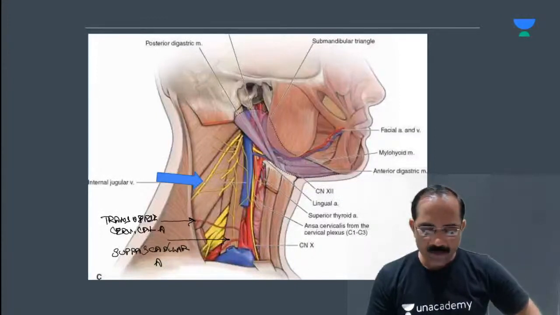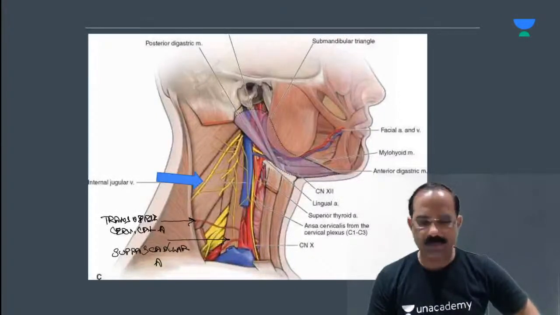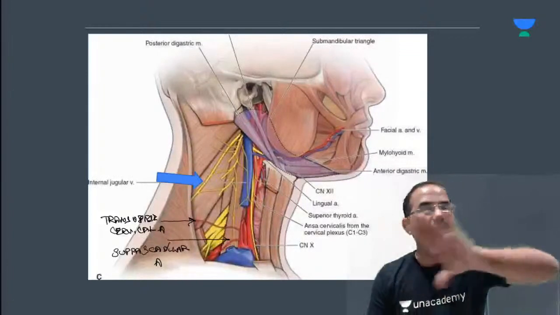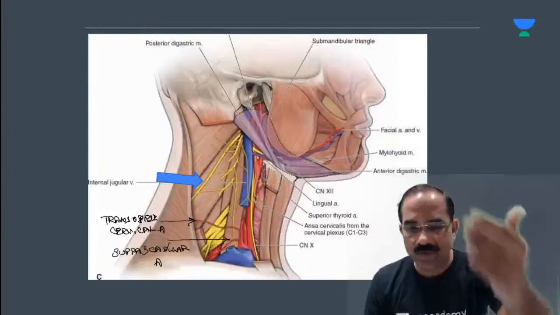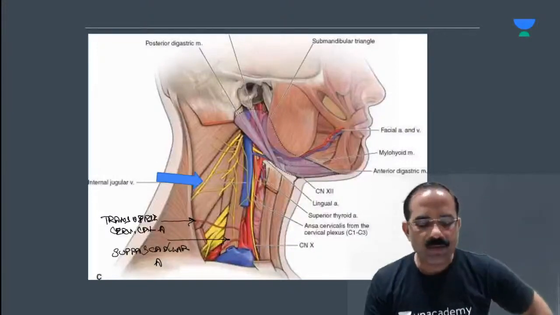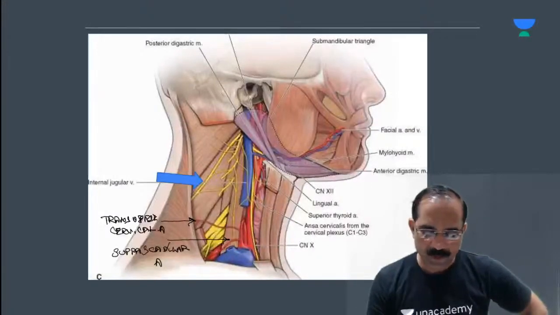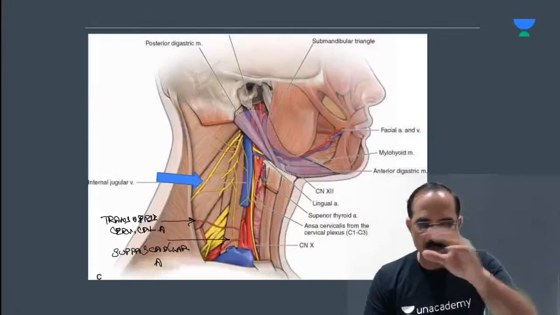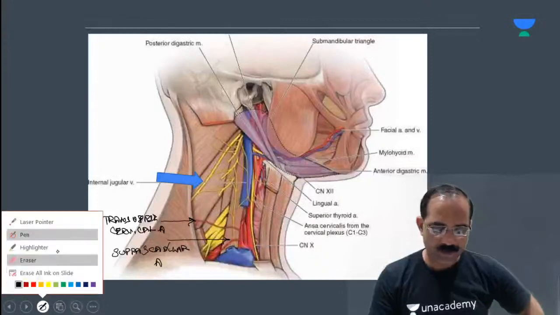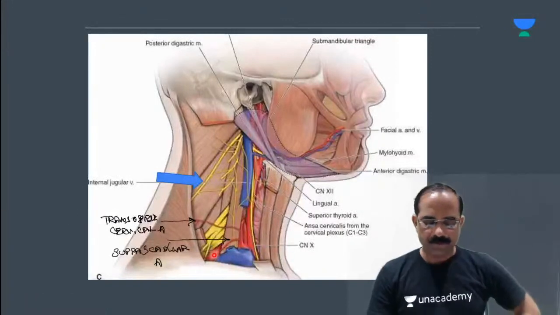This one is a transverse cervical and that's a suprascapular. Both these arteries are going to cross the scalenus anterior. Both these arteries are going to cross the phrenic nerve. Phrenic nerve. What is this now, students? That's a brachial plexus. What artery is this? Can you see this? What is this artery here?